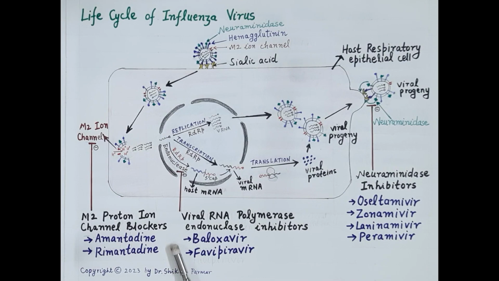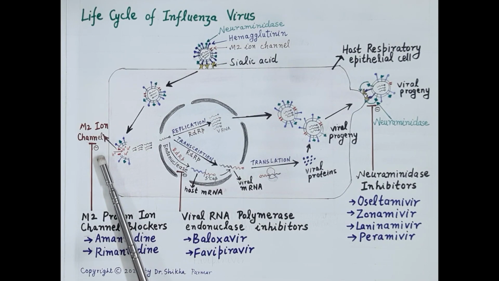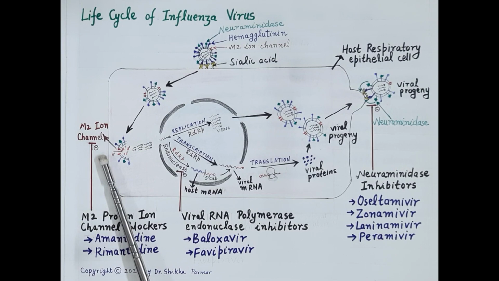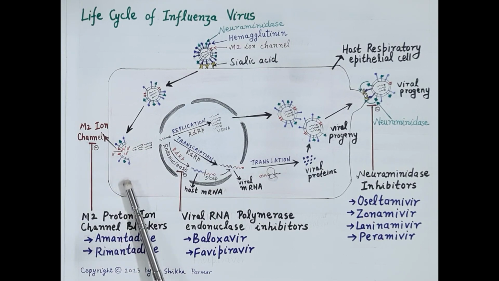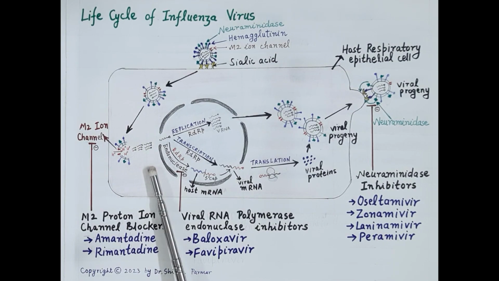Now, the first category of anti-influenza virus drugs inhibit M2 proton ion channels. So, inhibition of these proton ion channels prevents acidification of the viral core structure, and thus they block viral uncoating, and therefore the viral ribonucleoprotein is not released in the host cell cytoplasm. So, this prevents influenza virus replication.